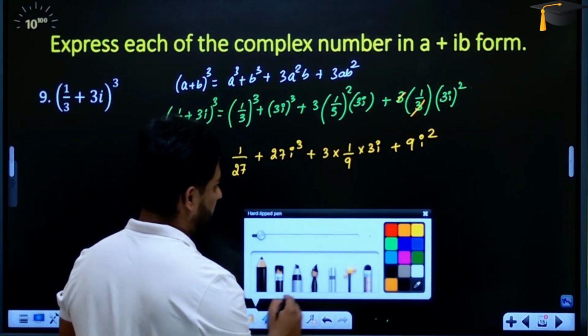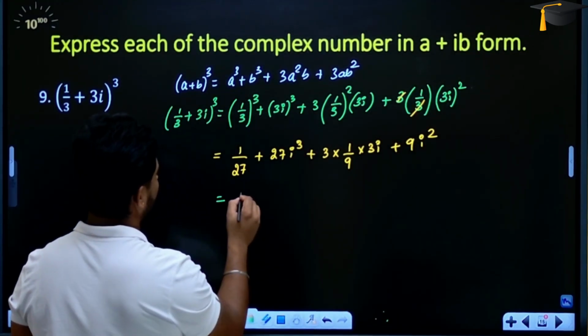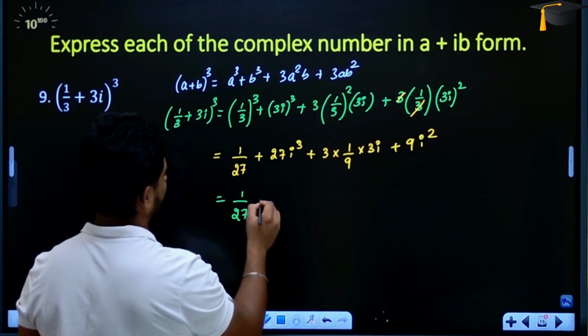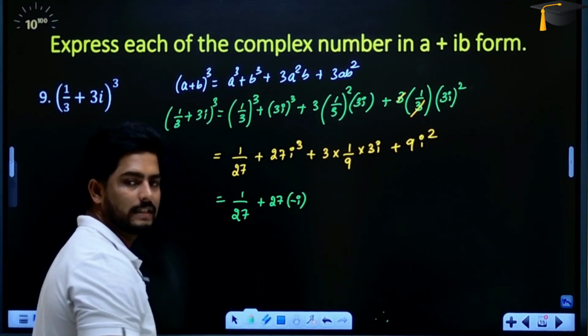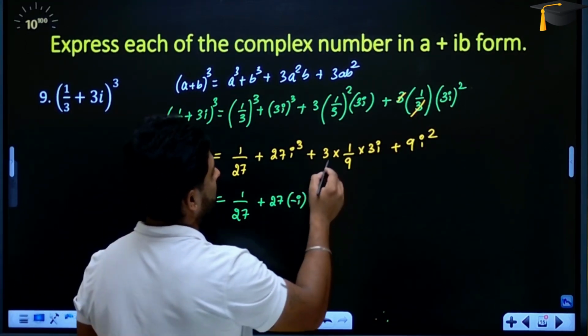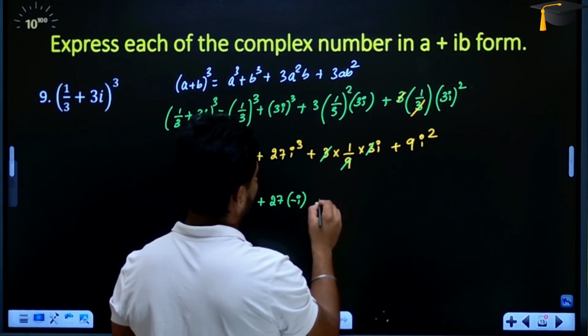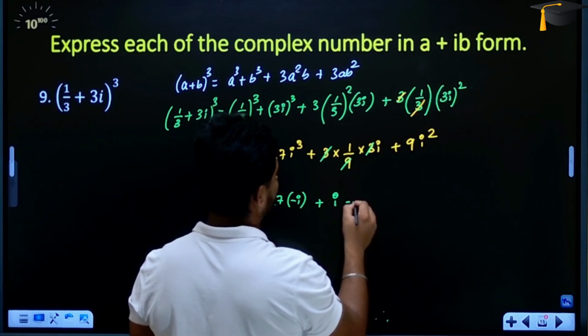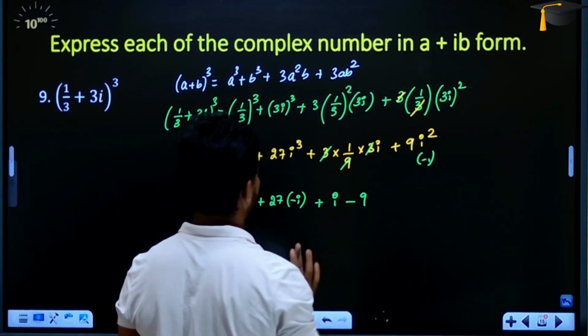So now let's replace i square and i cube by minus 1 and minus i. So then I get 1 by 27 plus 27 i cube, the value is minus i, correct? I just replace that one. Plus 3 is 9, the i's cancel. So what you get is only plus i, and minus 9 i square, the value is minus 1, correct? So minus 1 minus 9.